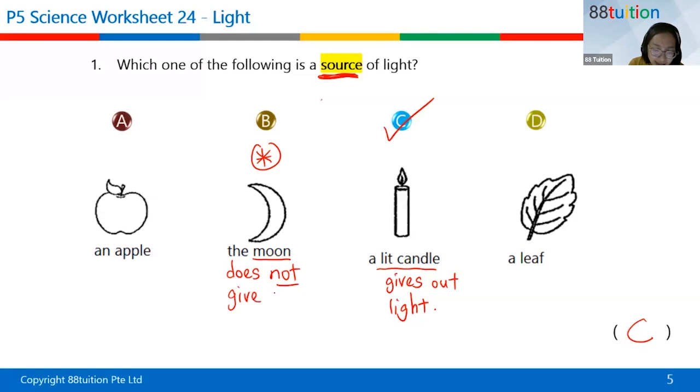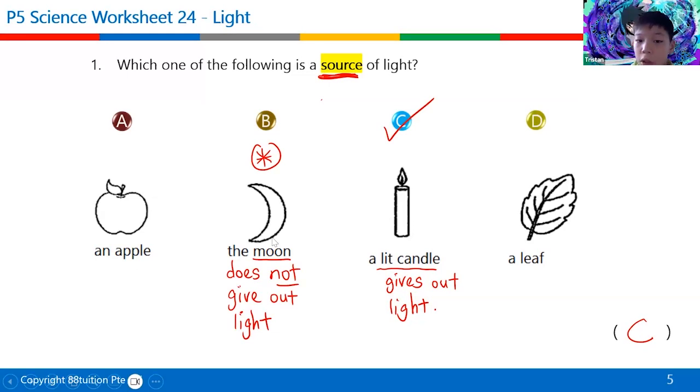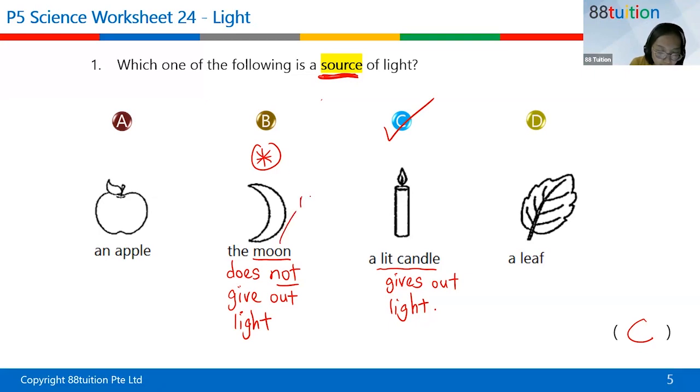Then why is it that we still see the bright yellow moon at night? Anybody wants to explain this to Miss Ivy? Yes, Tristan. Tristan, raise your hand. Would you like to try? It is because the sun is just behind it. Although the moon is not a source of light, so take note, the moon is not a light source, not a source of light.